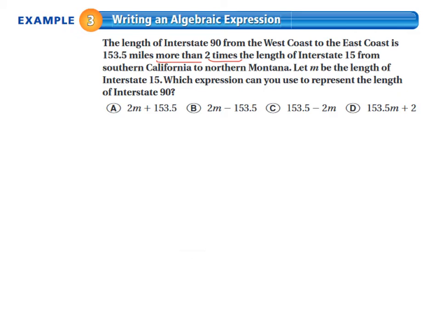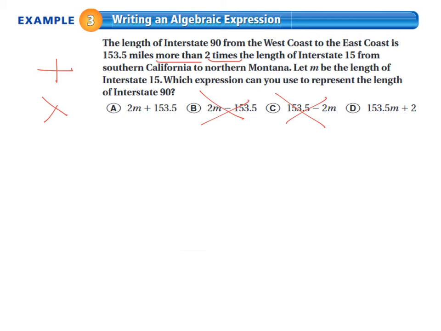So we're looking for an expression out of these choices, A, B, C, D, that has addition and multiplication in it. If I look across here, A has multiplication and addition. B has multiplication and subtraction, so that's out. C has multiplication and subtraction, so that's out. And D has multiplication and addition. So I'm looking at A and D.